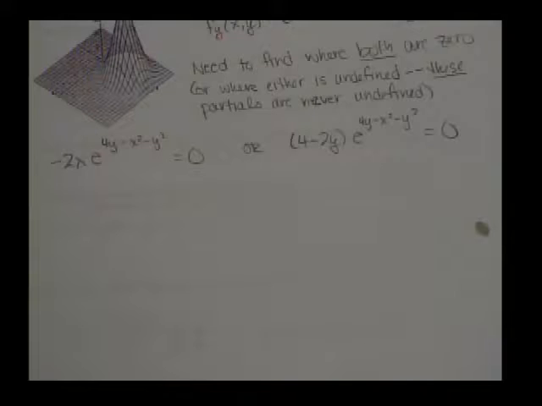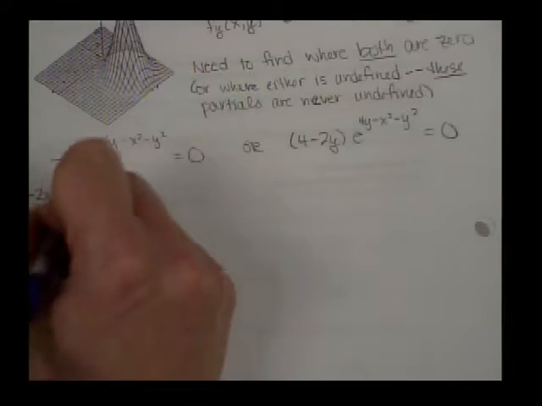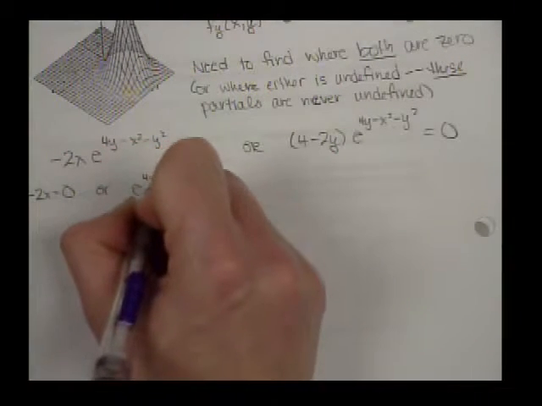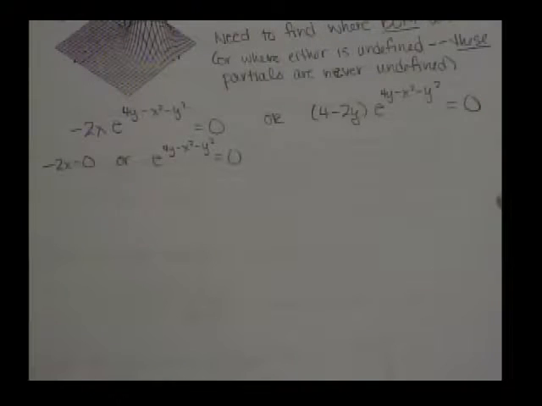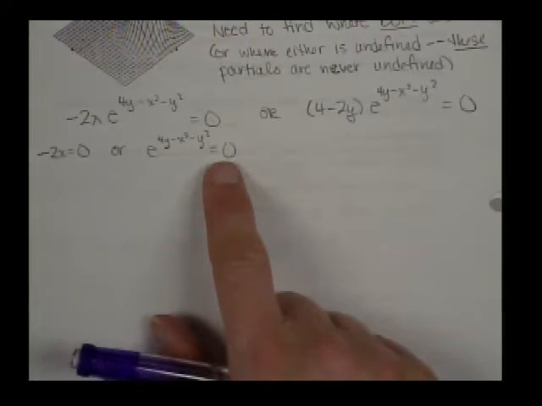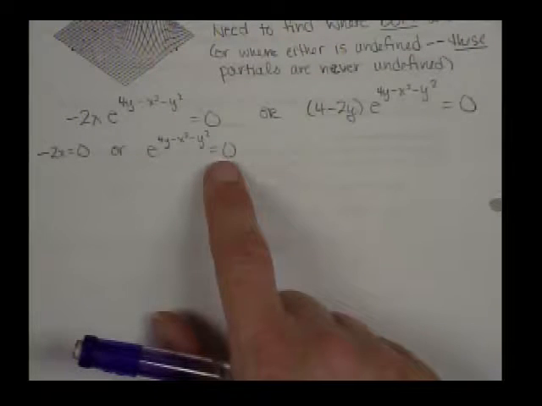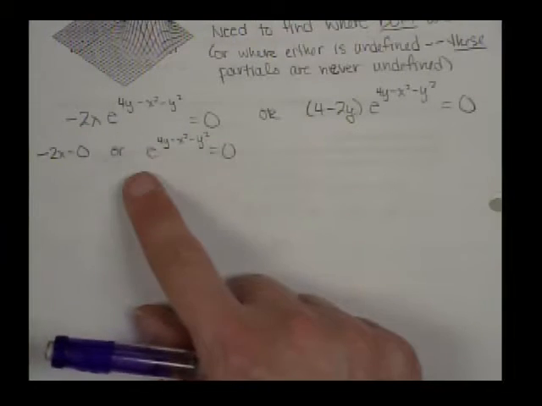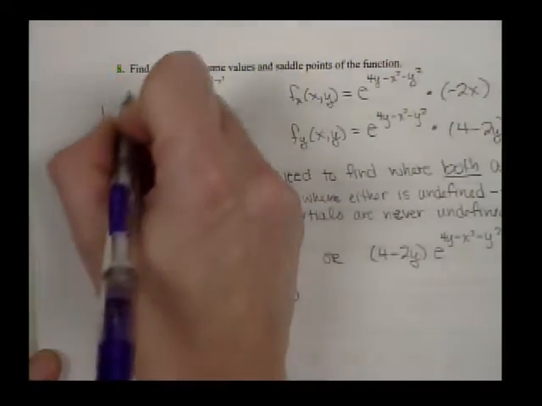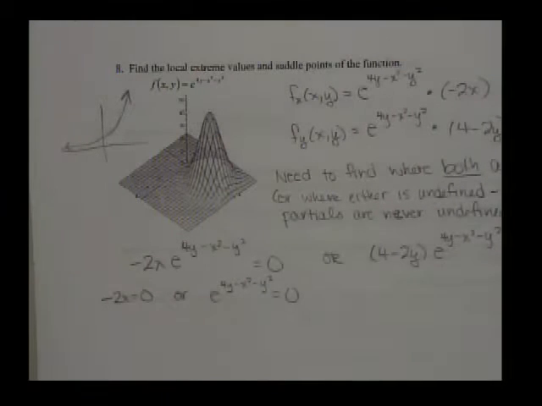So if we have two things multiplied together equals 0, we just set each of the two expressions equal to 0. So we get negative 2x equals 0, or e to the 4y minus x squared minus y squared equals 0. What about that second equation? Is e to the 1 equal to 0? Right. E to any power is always positive, right? The graph of e to the x looks like this. It never is equal to 0 or a negative number. So this one has no solution.